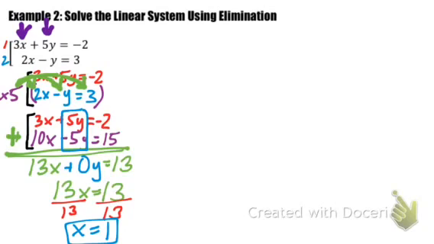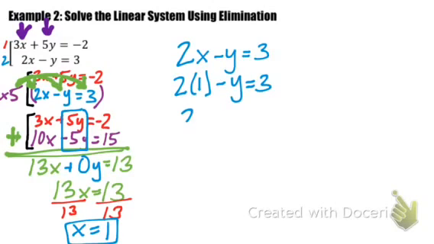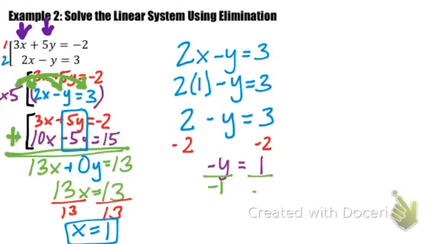So we have one of our variables, and to see if that's right, I'm going to find out what my y is by using one of the equations. I select the second one for some reason. And I'm going to substitute in 1 in for x, simplify. So I get negative y equals 1. I'm not done. I need y all by itself, not negative y, but a positive y. So I'm going to divide both sides by negative 1. So then my answer is negative 1. X is 1, y is negative 1.